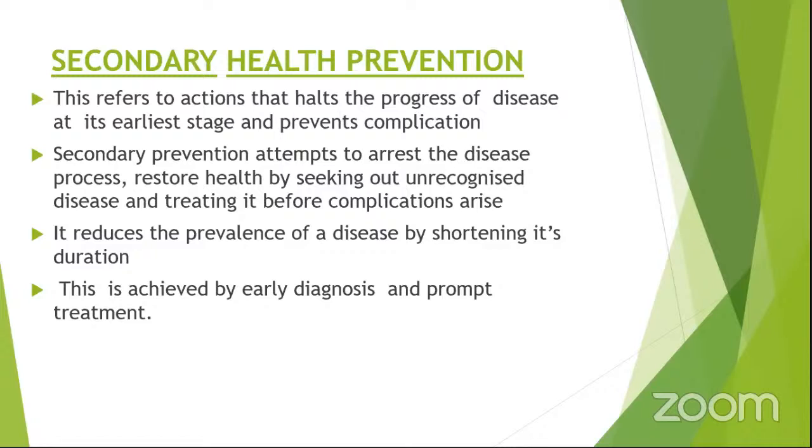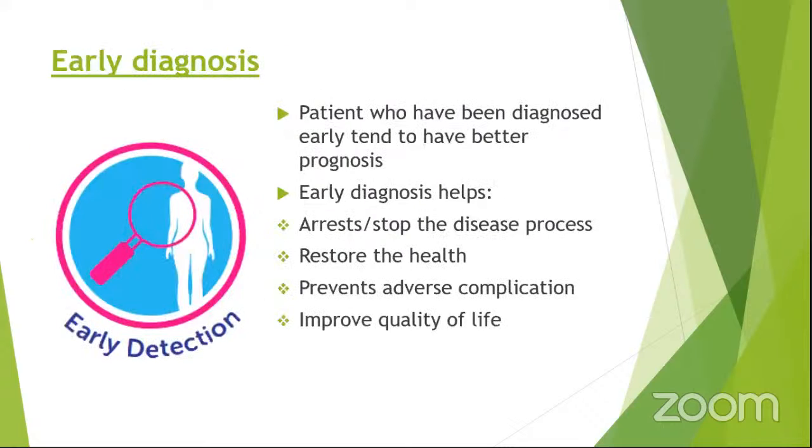Secondary prevention aims to halt the progress of a disease at its earliest stage and prevent complication. It reduces the prevalence of a disease by shortening its duration. This is achieved by diagnosis and prompt treatment. We all know that patients who are diagnosed early tend to have a better prognosis, and the importance of early diagnosis is to arrest or stop the disease process, to restore health, and to prevent complication, as well as improving the quality of life.